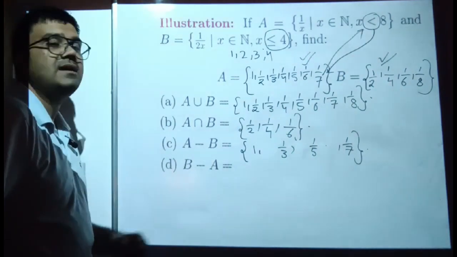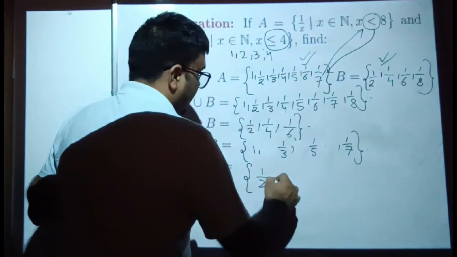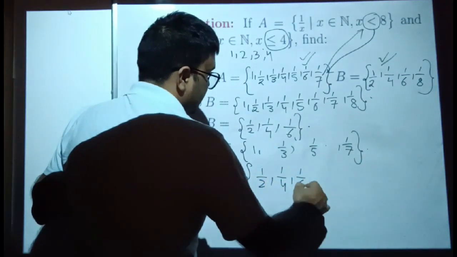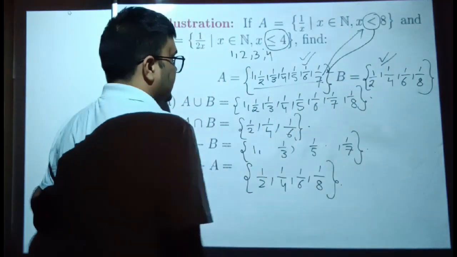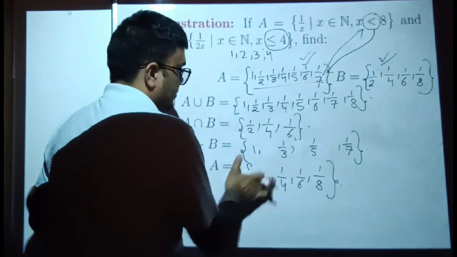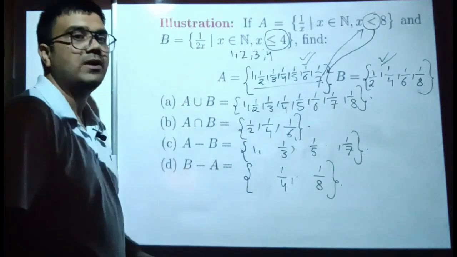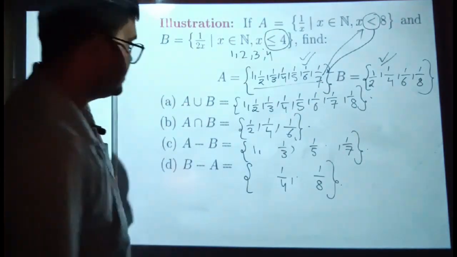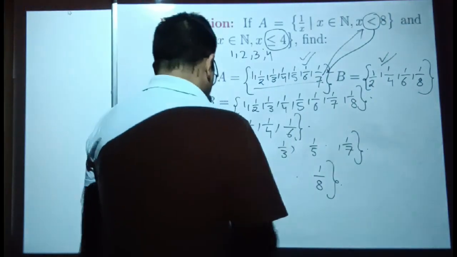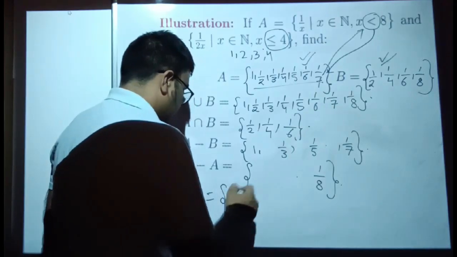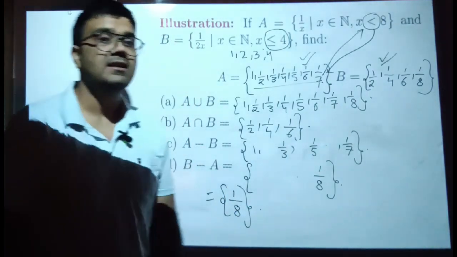When we are talking about B minus A, write the elements of B: 1 by 2, 1 by 4, 1 by 6, 1 by 8. Remove the elements that are in the set A. 1 by 2, then 1 by 6. We are left with 2 elements. 1 by 4 is also there in the set A. So we are left with only one element. So B minus A is the set having elements of B which are not in A.